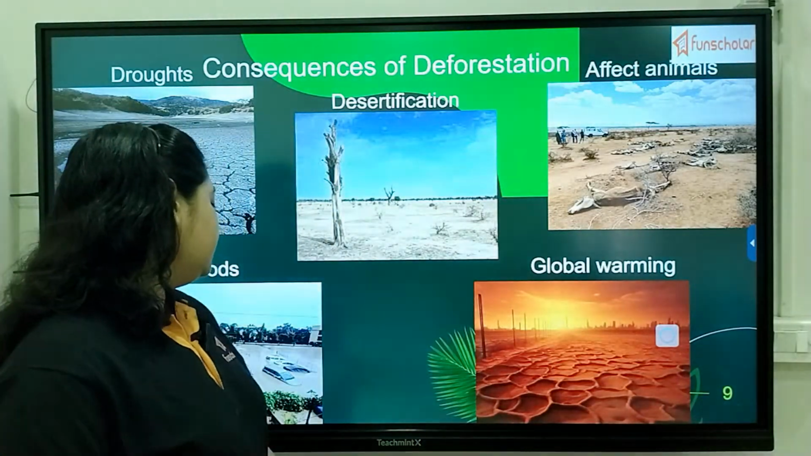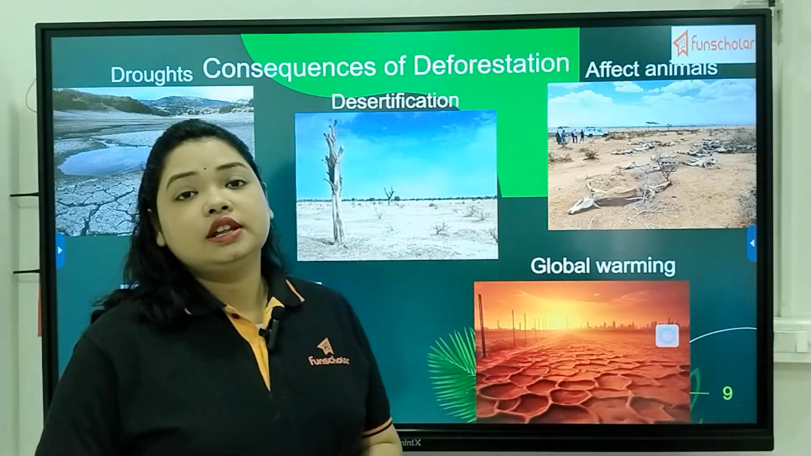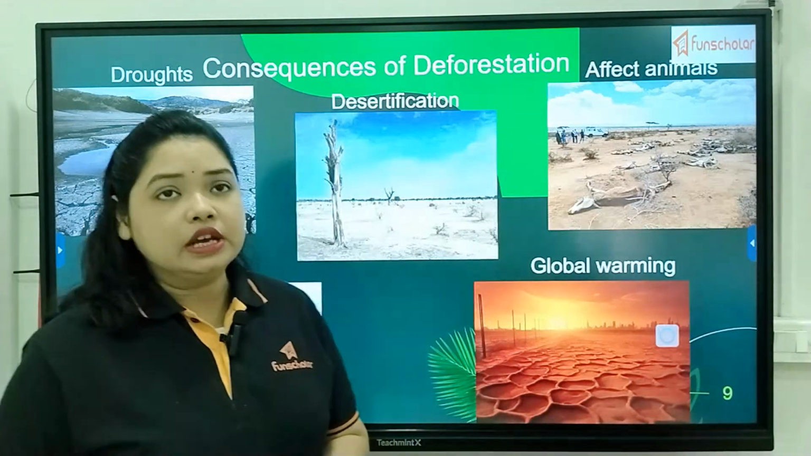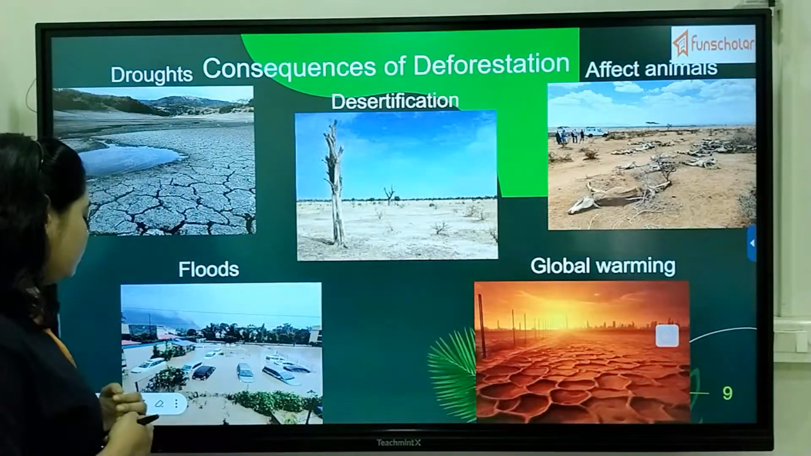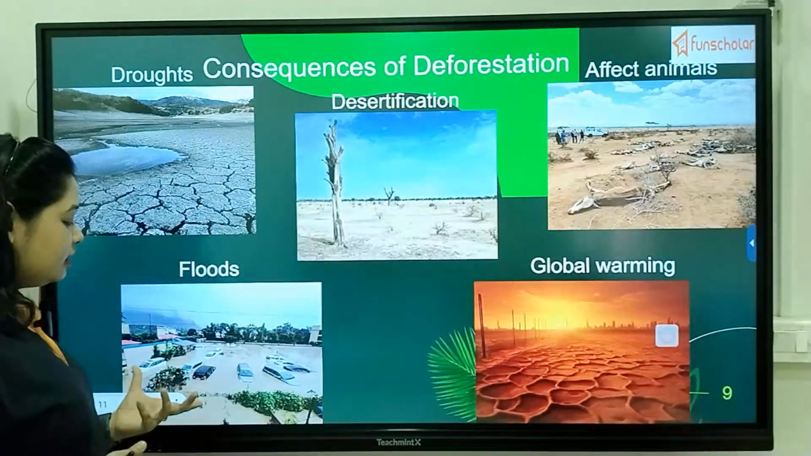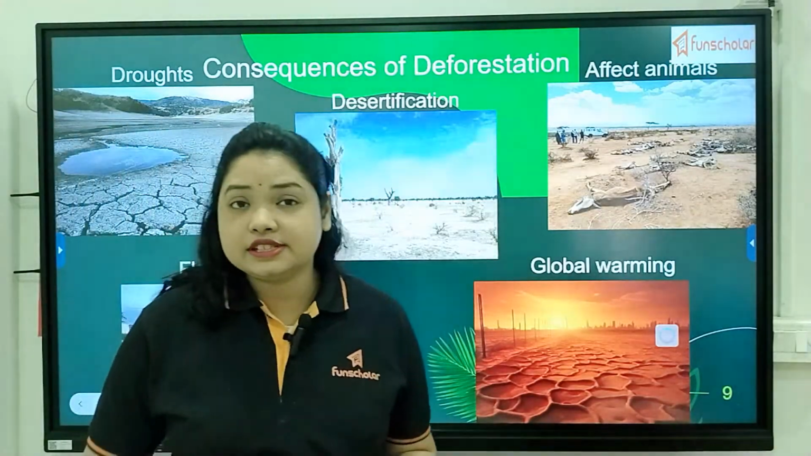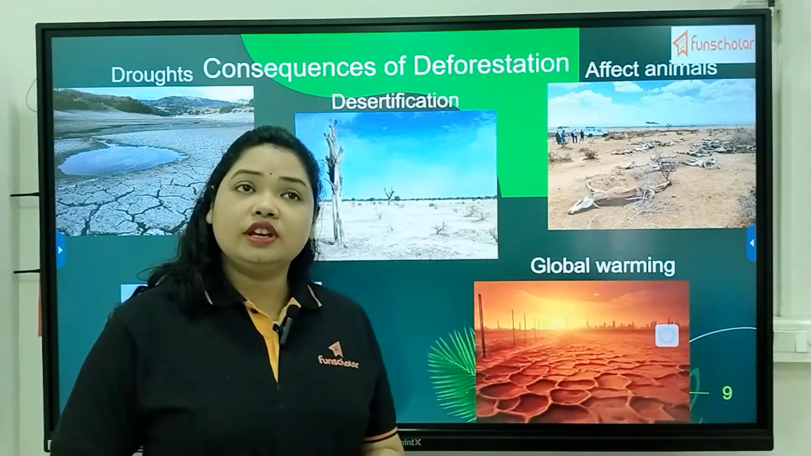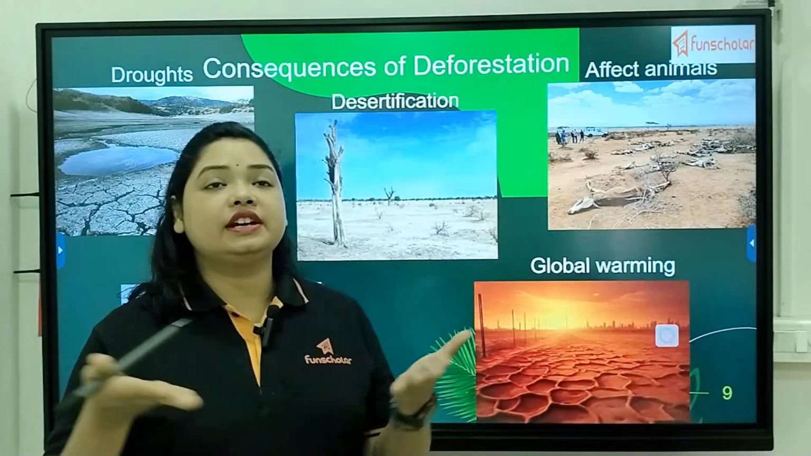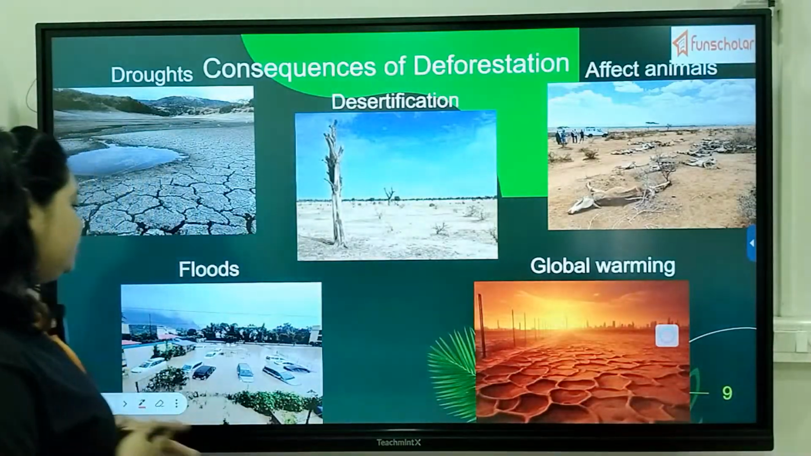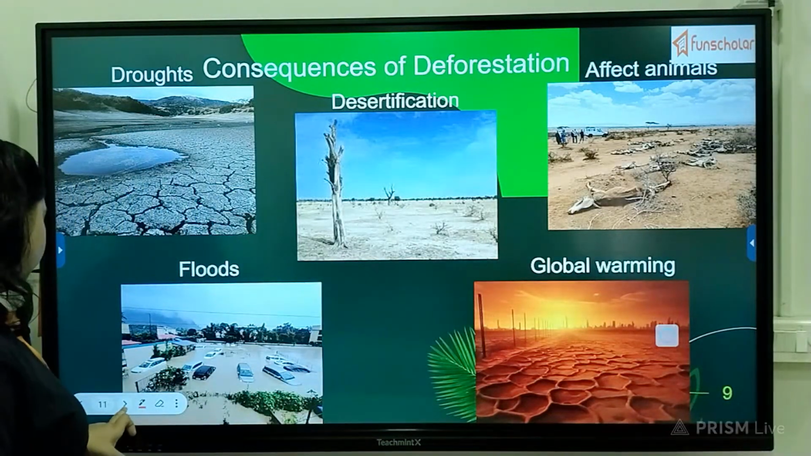And secondly, due to deforestation, the soil will not be bound by the roots. So then the soil will be washed away, and then the soil will get deposited on the beds of the rivers and the ponds, and slowly the water level will increase and overflow its banks. So either way, it will lead to floods.